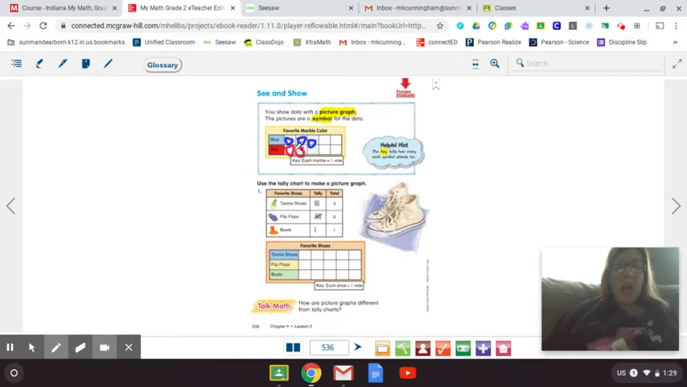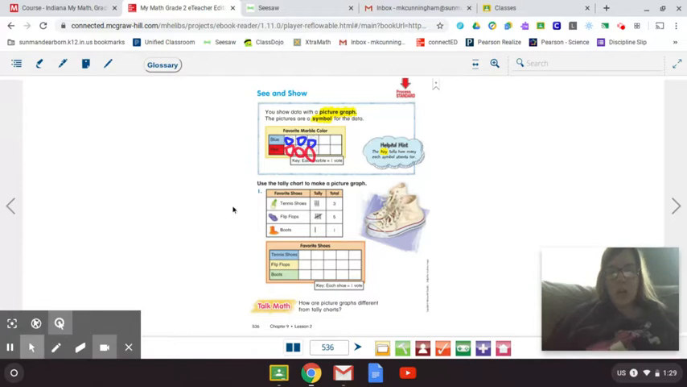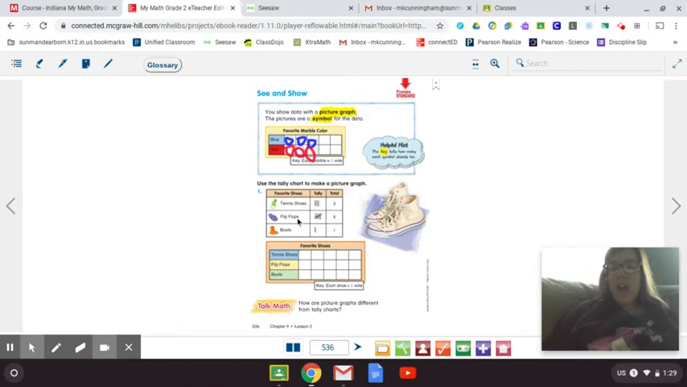So the skill we're working on is using tally charts to make a picture graph. So they already have the tally chart created here for us. So we have its favorite shoes. So they went and asked people what their favorite kind of shoes were to wear. Tennis shoes, flip-flops, or boots. So 3 people said tennis shoes, so they have 3 tallies. 5 people said flip-flops, so they have 5 tallies, and they have 5 here. And then boots were 1, so they have 1 and 1. So now what we're going to do is we're going to turn this tally chart into a picture graph, okay?